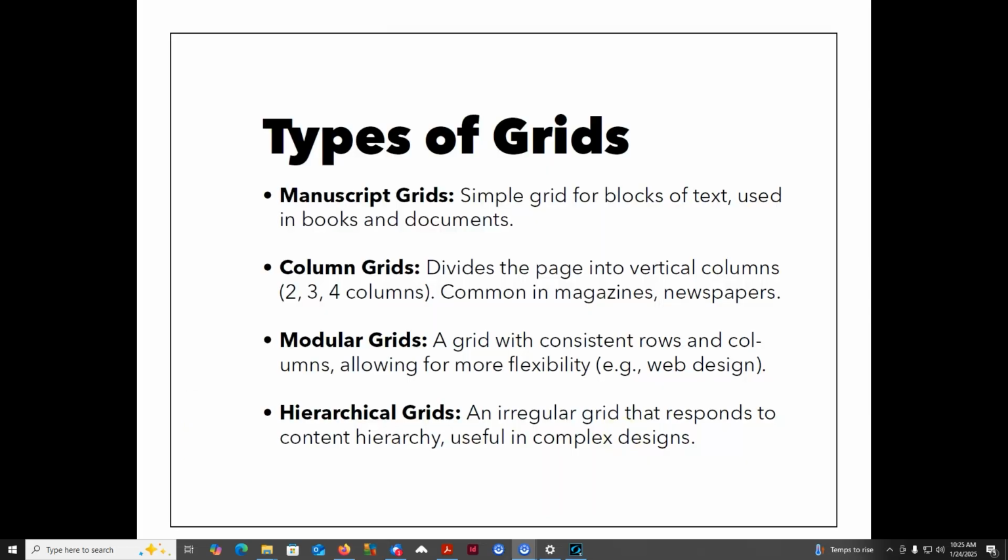The types of grids: the manuscript grid, a simple grid for blocks of text used in books and documents. A column grid, which divides the page into vertical columns, commonly used in news, magazines, and newspapers. Modular grids, with consistent rows and columns allowing for more flexibility, like web design elements. Hierarchical grids, an irregular grid that responds to content hierarchy, useful in complex designs.